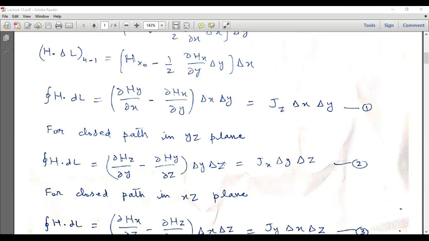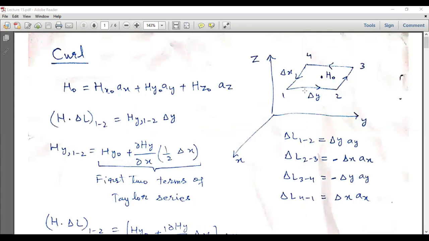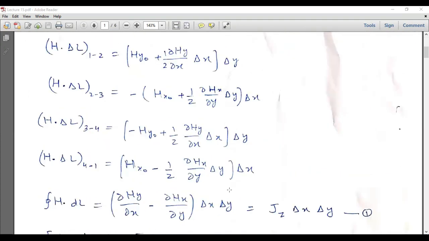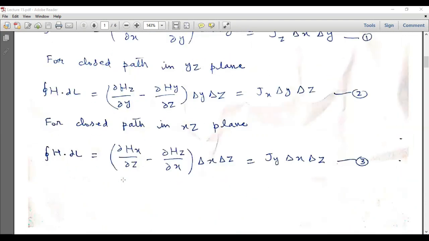So we can apply this Ampere's law for the yz plane, and we can also apply Ampere's law in the xz plane, because here we have applied Ampere's law in the xy plane, right? So this is x and this is y, this is y and this is x. So if we apply Ampere's law in the yz plane, H dot dl will be equal to this expression, and that will be equal to Jx delta y delta z. And for the application of Ampere's law in the xz plane, we will have this expression, and that will be equal to Jy delta x delta z.